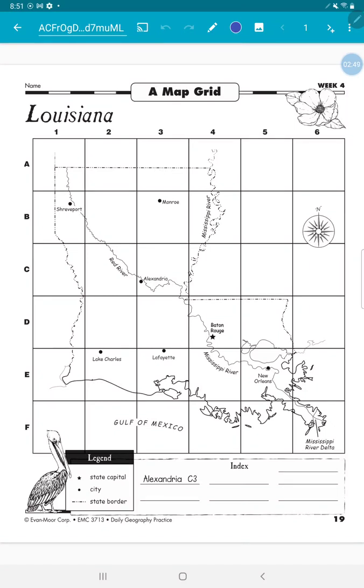Okay. I want you to look at the letter A. Find the letter A. And then the number 1. Do you see box A1? Yeah, that's the very first box. Top row, first box. Do you see this river running through it?